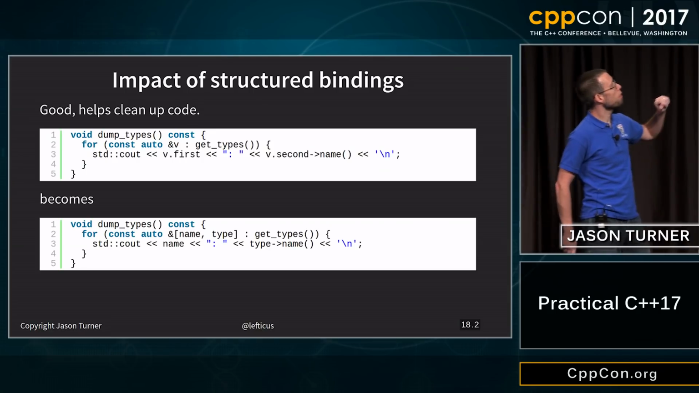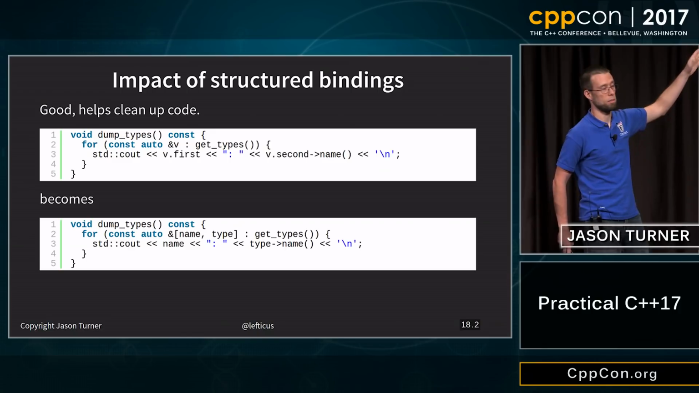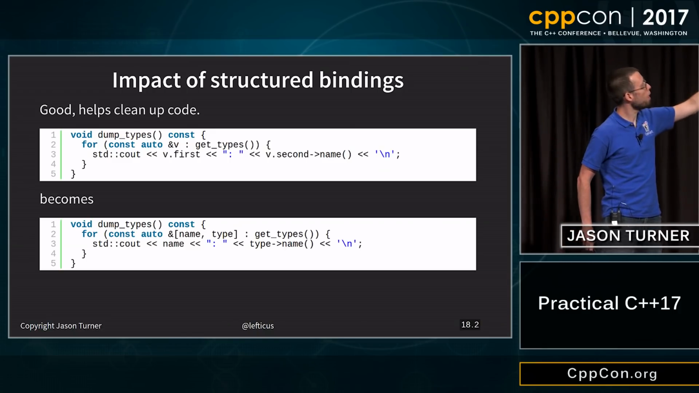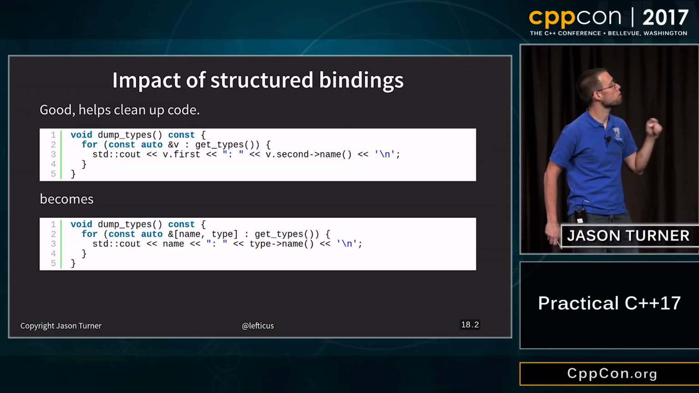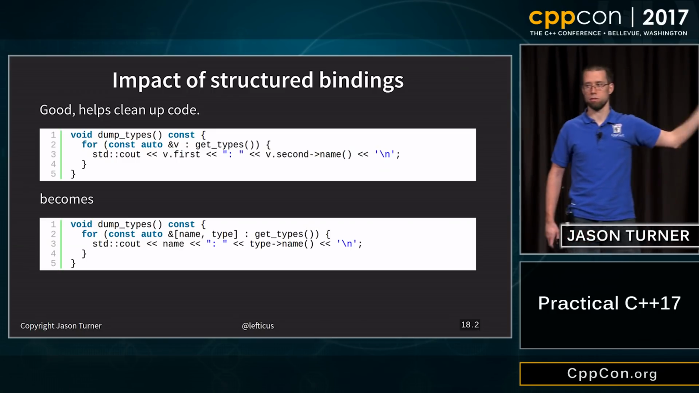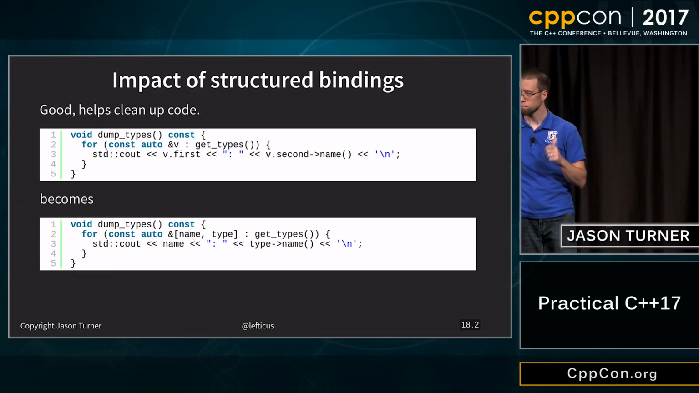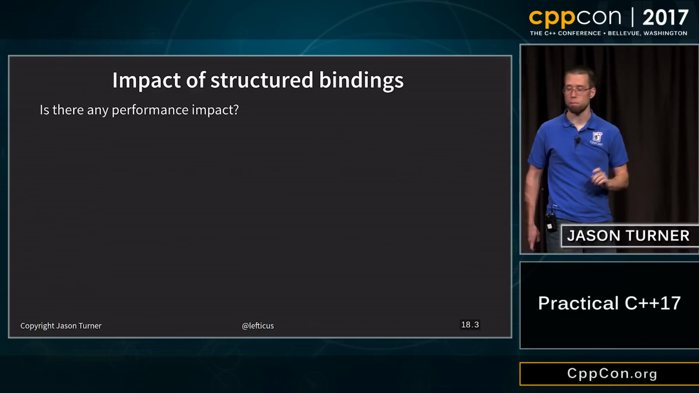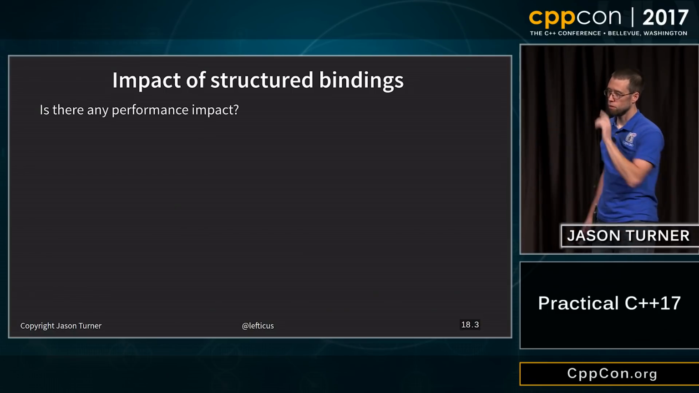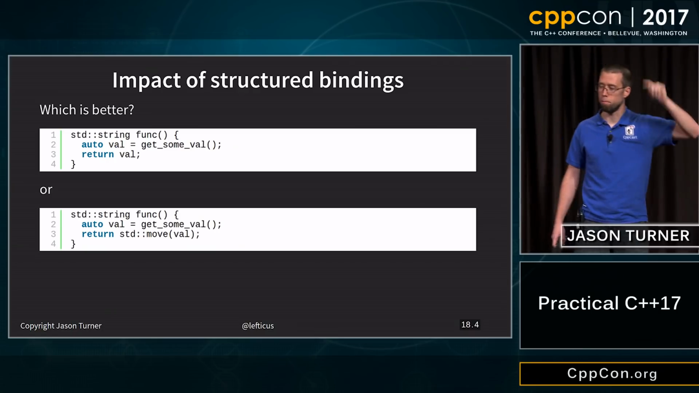If you have the first thing with the ranged for loop, that's already way better than what we had in C++ pre-11. But then with C++17, we can do the structured binding, and we can reason about the things that we're actually accessing. Instead of having first and second, this is good. Is there any performance impact? And let's do this quick. Who thinks the first one is better?